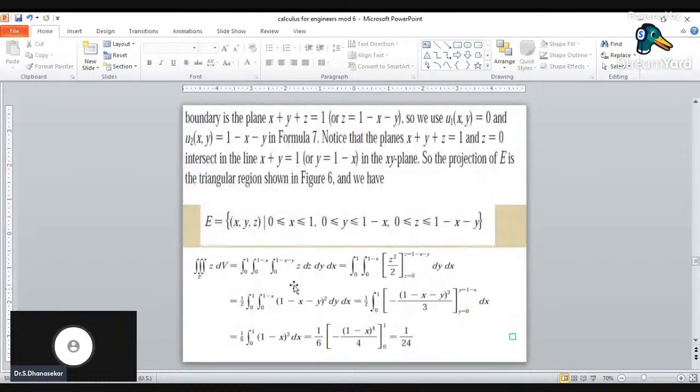So if you see, integration 0 to 1 minus x minus y, integration 0 to 1 minus x, 0 to 1. This is how you can find out the limits of the triple integral.